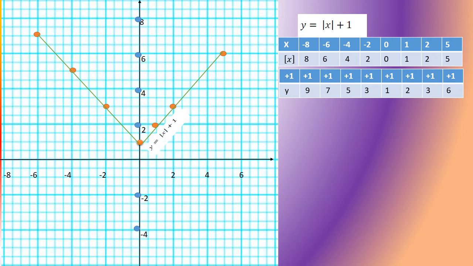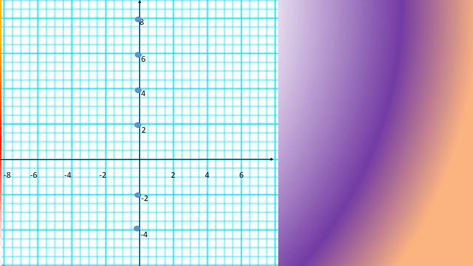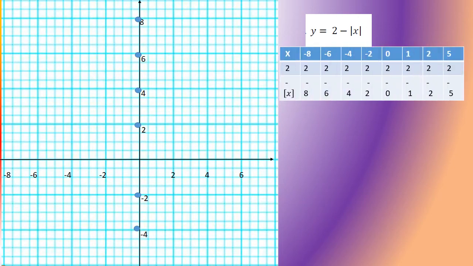This is y equals modulus x plus 1. Lastly, we are going to plot the graph y equals 2 minus modulus x. So in this case, firstly the x coordinates are minus 8, minus 6, minus 4, minus 2, 0, 1, 2 and 5, the basic x coordinates. And what you have to do, you have to subtract the modulus of the x coordinate from 2.